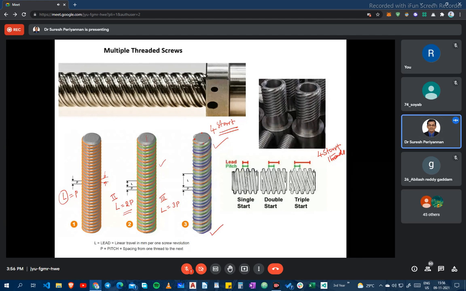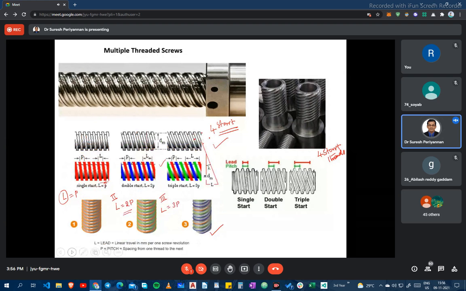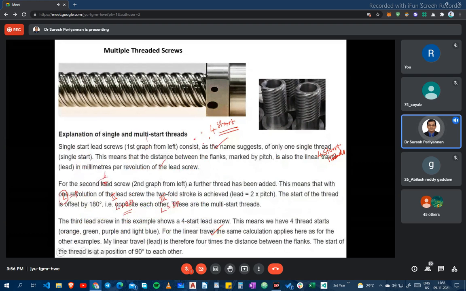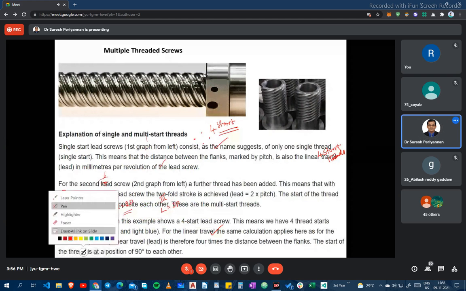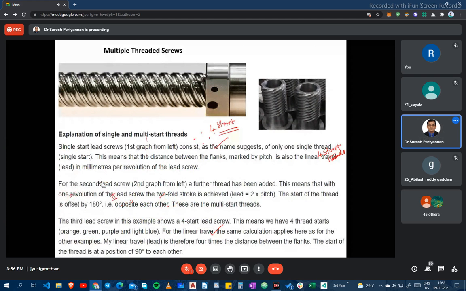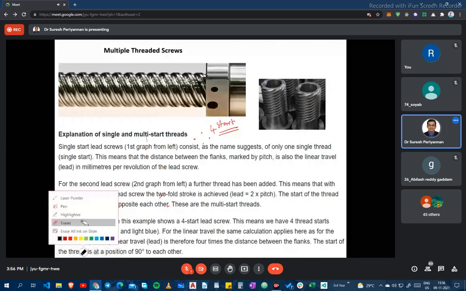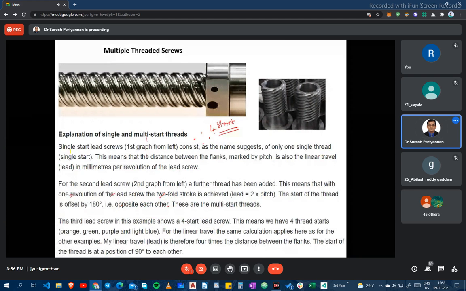Now, for further explanation about this, just go through it and you can get more information. This is a single start thread. A single start thread consists of only one thread. Here, L is equal to P. In this case, L is equal to P.